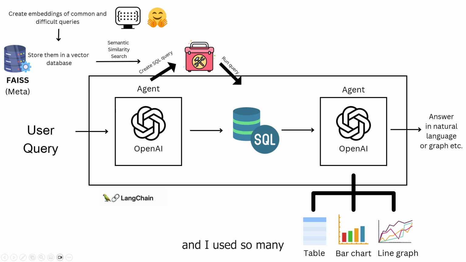And we used so many technologies ranging from embedding models from Hugging Face to FAISS vector store from Meta, then ChatGPT from OpenAI, SQL databases, and even LangChain to connect and interface everything together, and so many things.